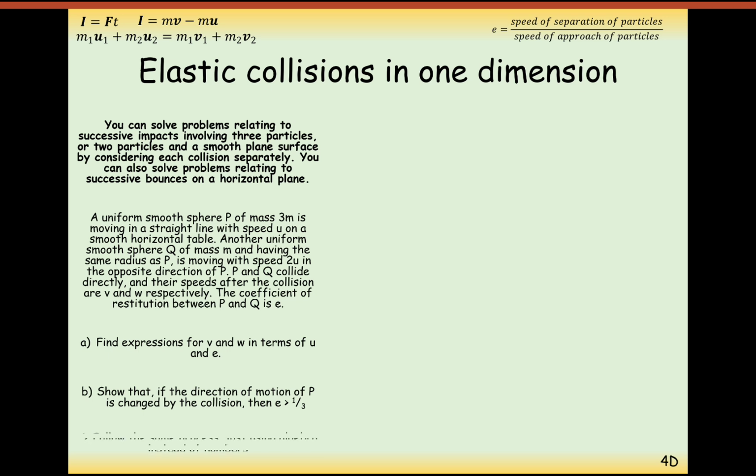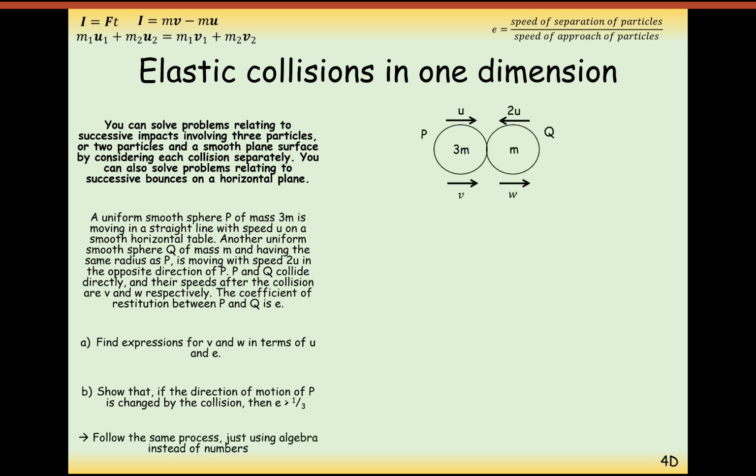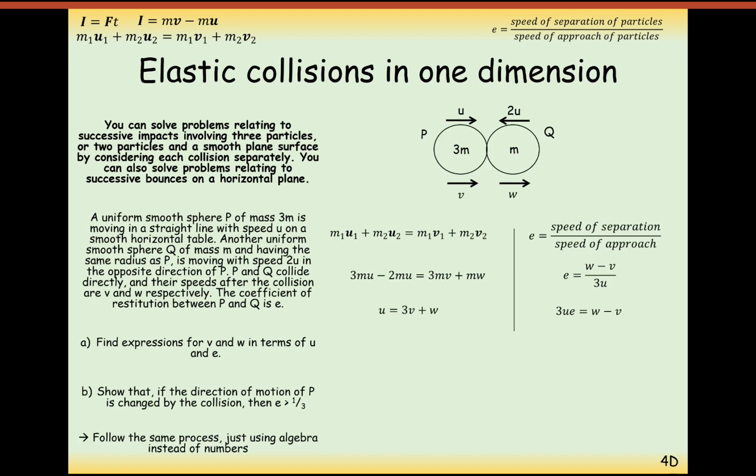So let's draw out a diagram. So they're going to collide directly, and then we're going to have speeds V and W afterwards. So conservation of momentum, coefficient of restitution. And we get these two equations here. Now, unfortunately, we can't put these into the calculator, so we need to rearrange these as simultaneous equations. So to find V, we need to eliminate W, and we're going to do that by subtracting the two equations.